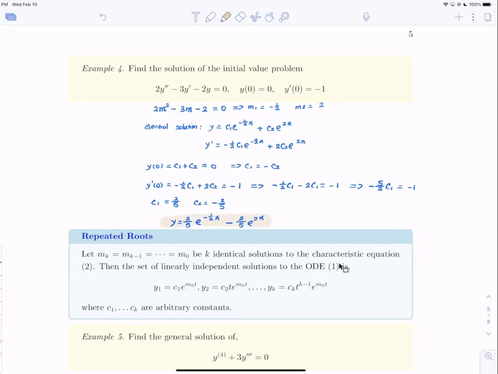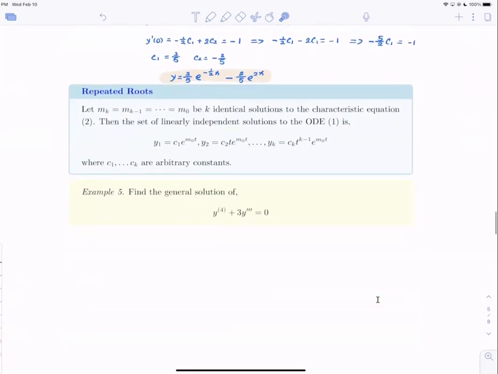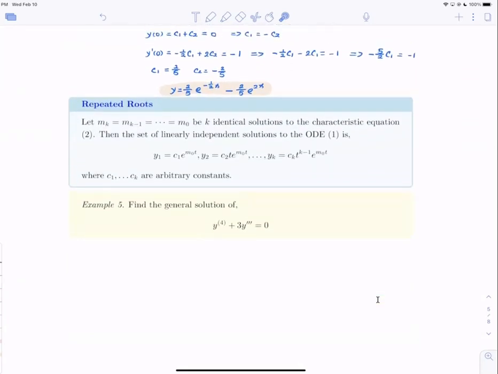That's for distinct real roots. Okay? Now, if you have repeated roots, any question for this example? Nope. Okay, cool. So if you have repeated roots, it's really similar to before, except for each of the repeated roots, you multiply your solution by t or x, whatever your independent variable is.